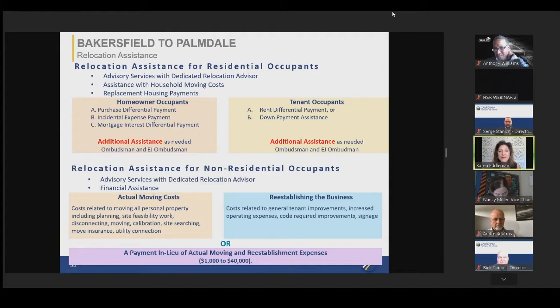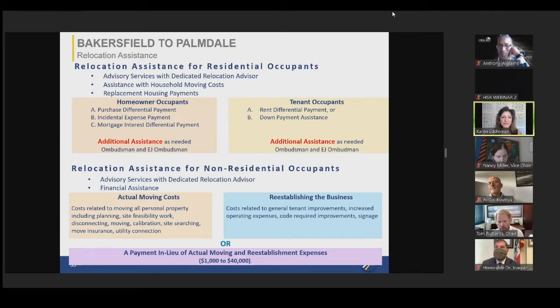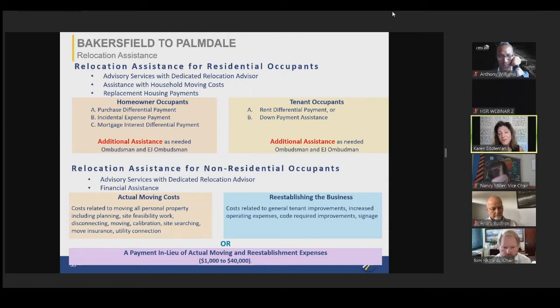One of the really exciting parts of residential relocation is our housing payments, called replacement housing payments. There are two categories. The first is homeowner occupants. A homeowner gets a purchase differential payment, which means this is what their home is worth, and this is what it costs for them to relocate into the community, and the payment covers that delta to help them move. Next is an incidental expense payment, which covers the closing costs for the new home. Then there's a mortgage interest differential payment, which we're not going to see a lot of right now because there are some really low interest rates. But if that changes and people have to pay a higher interest rate, we will walk through that with them so that their loan doesn't cost them any more in the after condition.